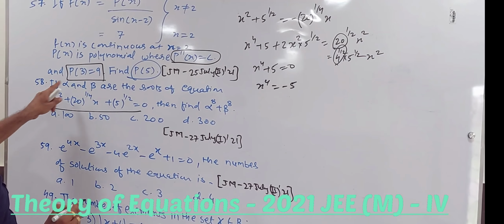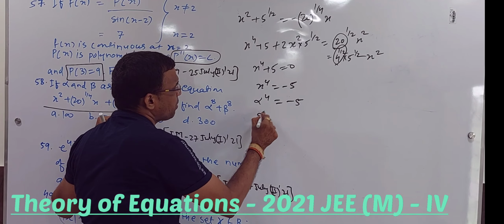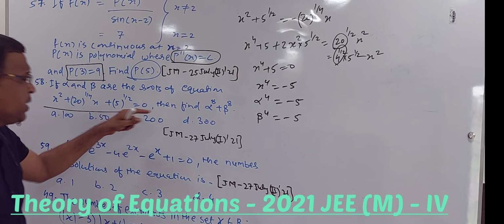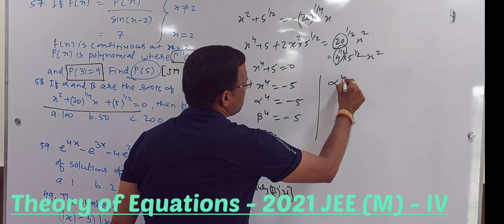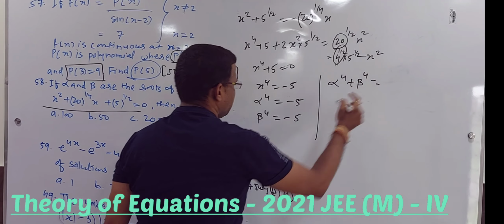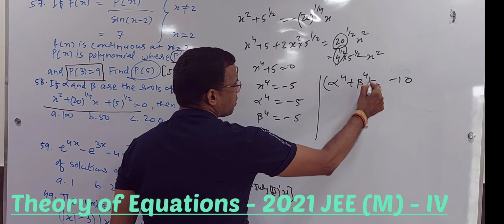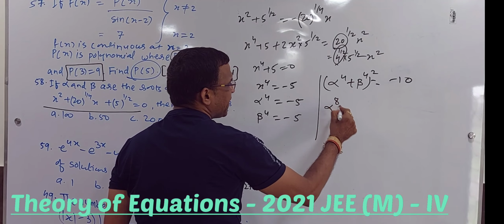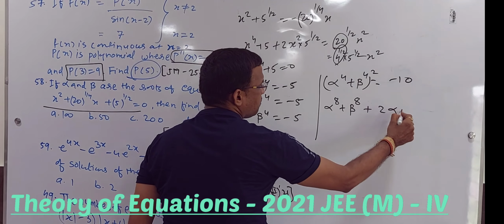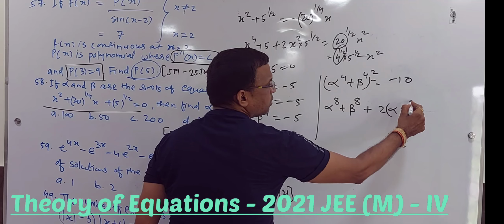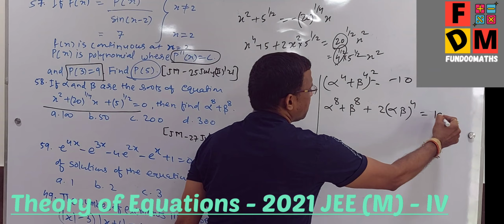Fine. Alpha and beta are the roots. So alpha power 4 is equal to minus 5, beta power 4 is equal to minus 5. The question asks for alpha power 8 plus beta power 8. So alpha power 4 plus beta power 4 is coming to be minus 10. And then squaring this, that is alpha power 8 plus beta power 8 plus 2 alpha power 4 beta power 4, twice AB. And minus 10 square is 100.